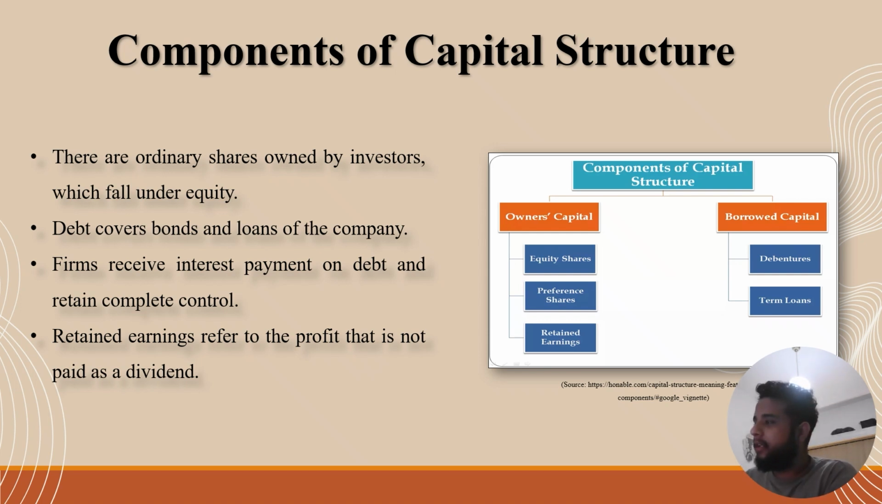We can also see this by the comparison in the graph on the right hand side. On the top, which shows the components of the capital structure, we can see owner's capital and borrower's capital. In owner's capital, we have three parts: equity shares, preference shares, and retained earnings. And in borrowed capital, we have debentures and term loans.